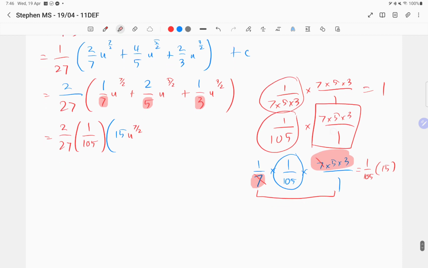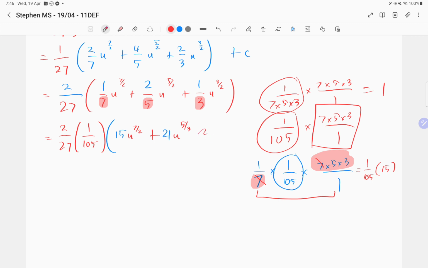So what do you think is the next term then? It will be something u power 5 on 2. 21? Yes, that's right, it will be 21. Good, you're getting it. And then plus, what's the last one? What do you think? 35? Yeah, it will be 35, u power 3 on 2.